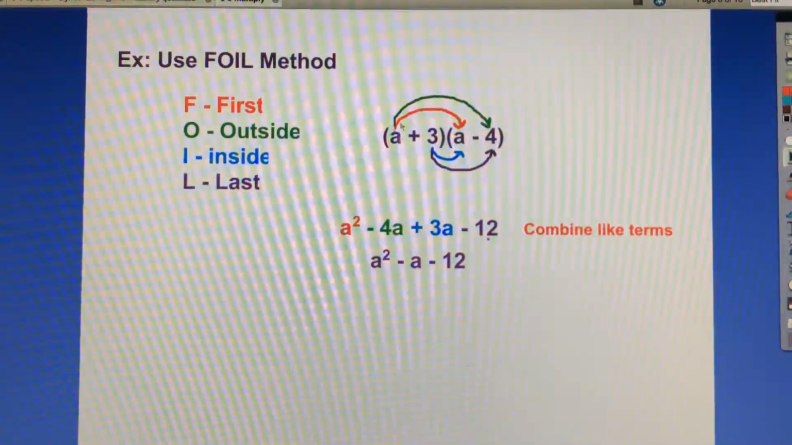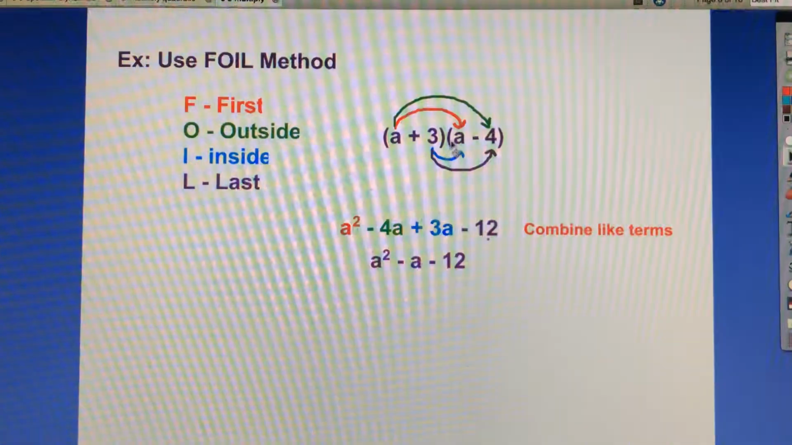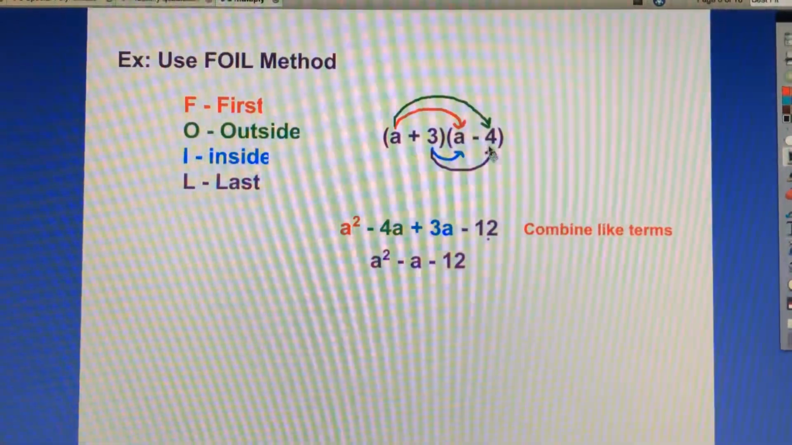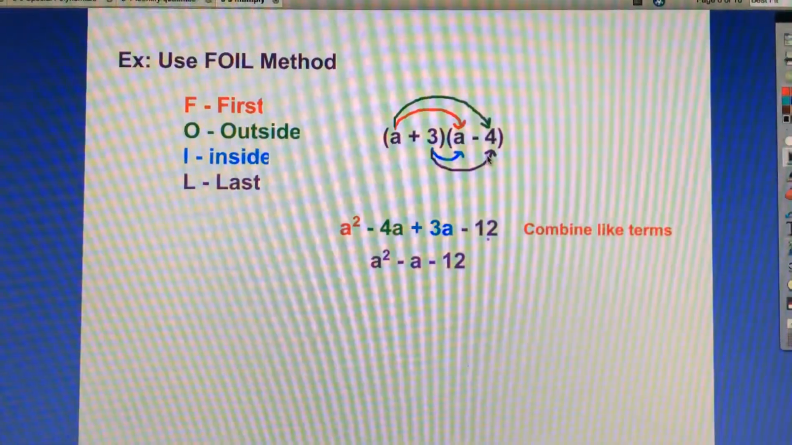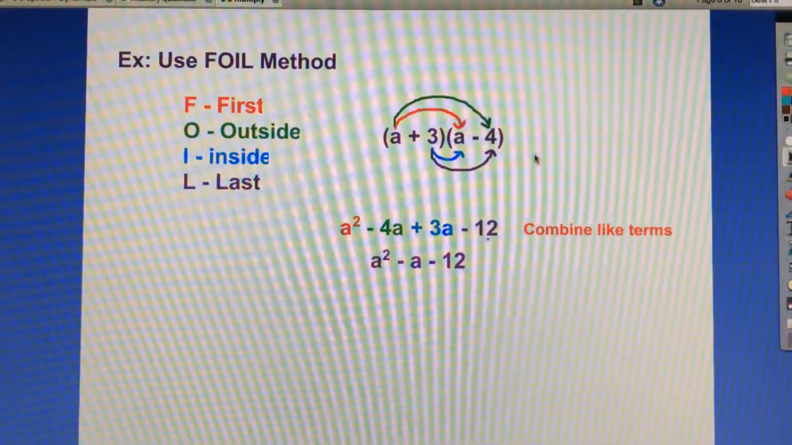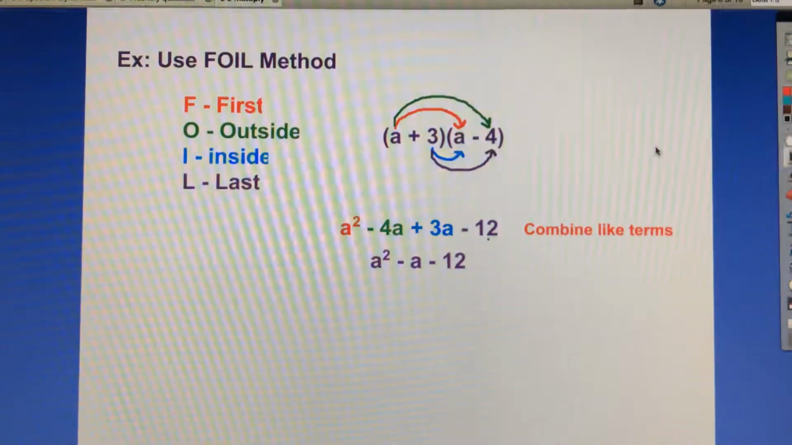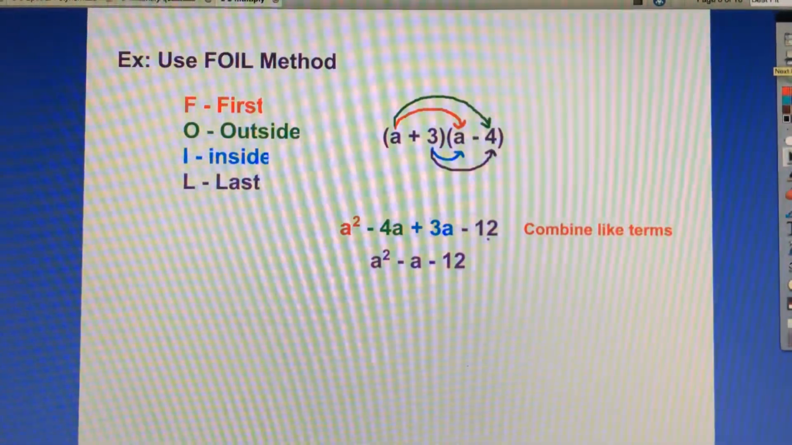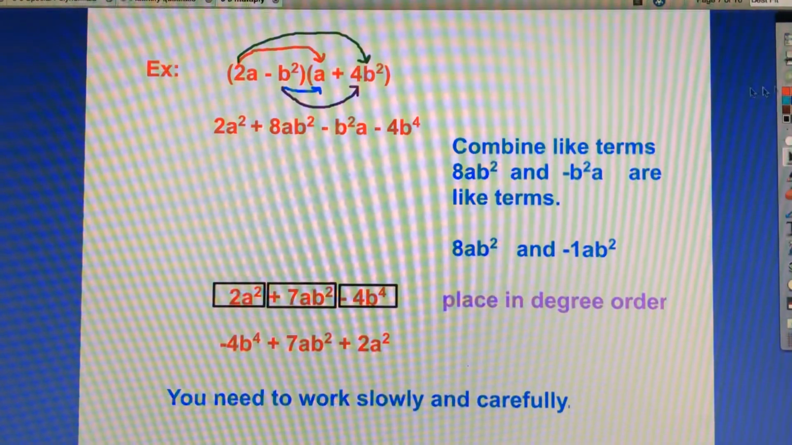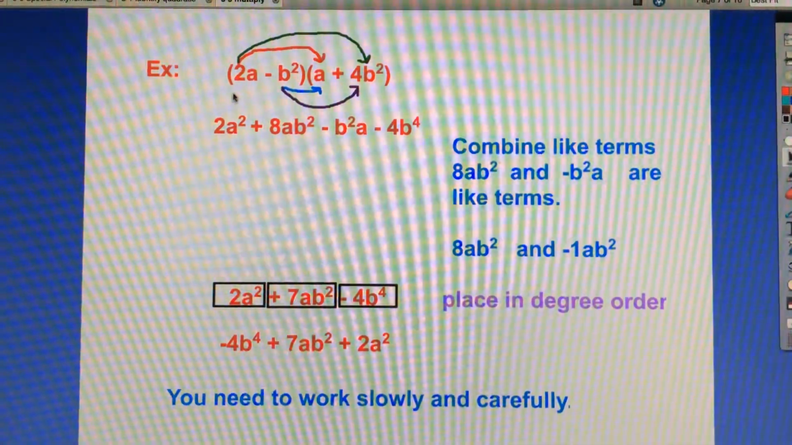a times a times negative 4. 3 times a, 3 times negative 4. Whether you call it FOIL, which you're going to see on every standardized test, I don't think you're going to see a double distributive property. That's just what I like to call it. It just makes more sense to me. So here we are. We have practice.